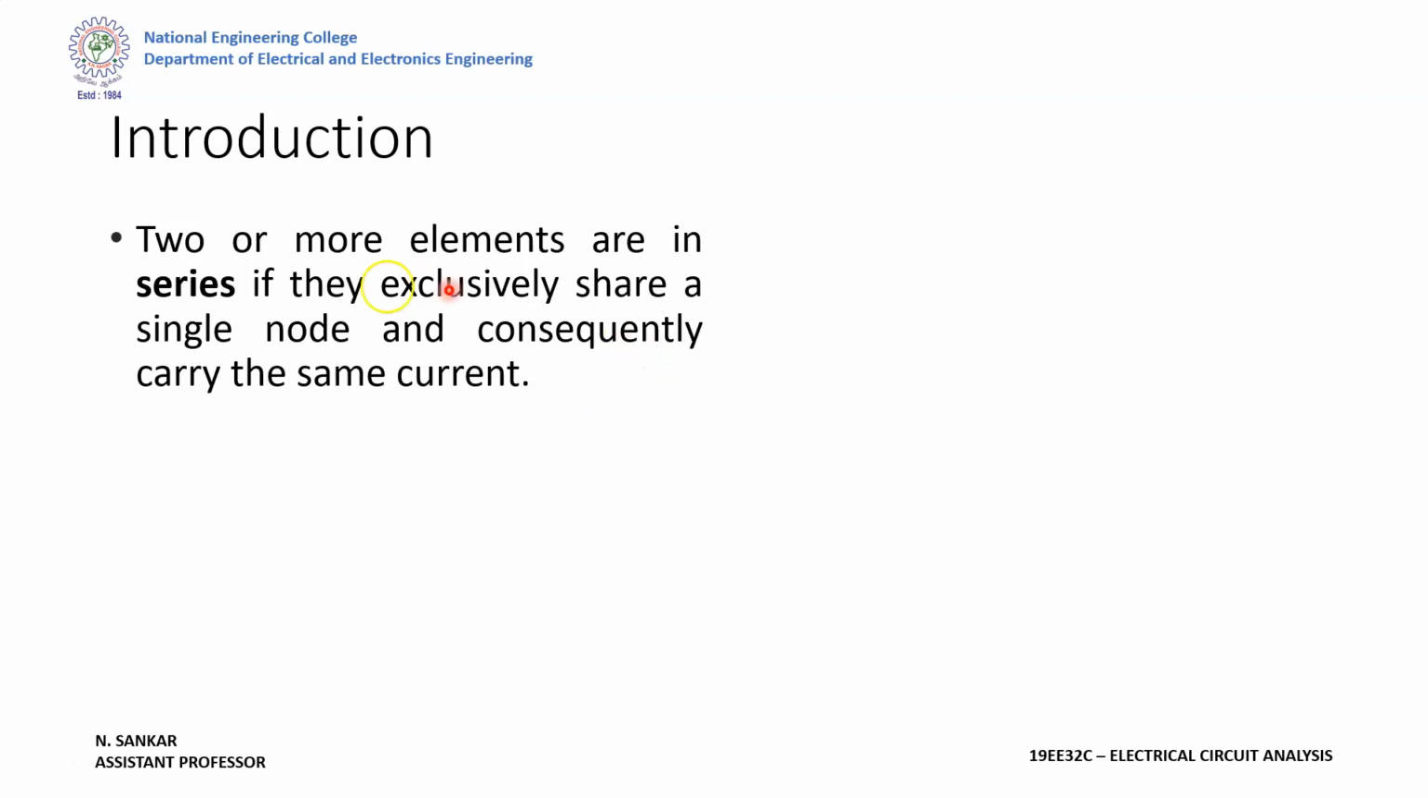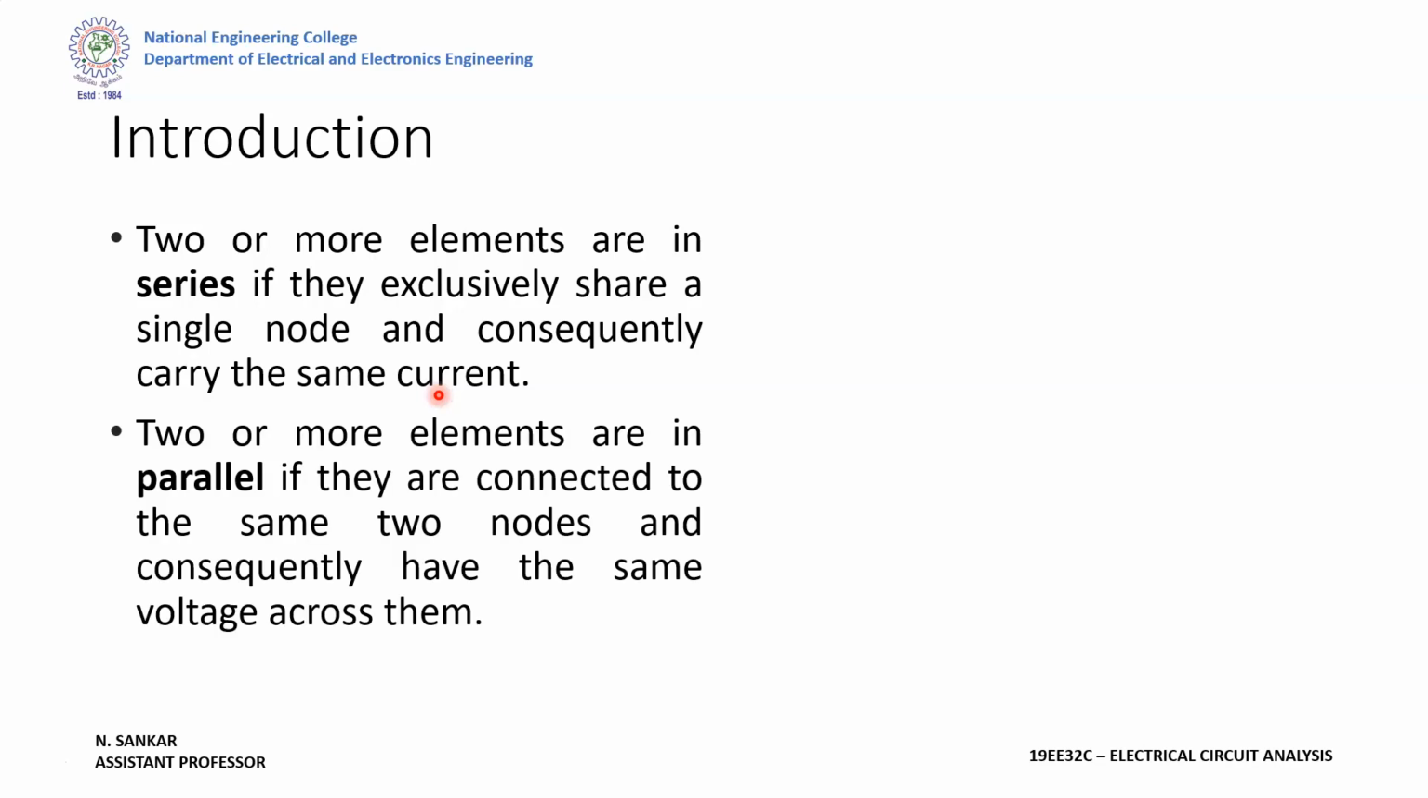Two or more elements are said to be connected in series if they share a single node exclusively and they carry the same current. That is the definition of series connection. Every element should share a single, unique node for those two elements, and the same current should flow through the elements. So we will go for a simple definition.